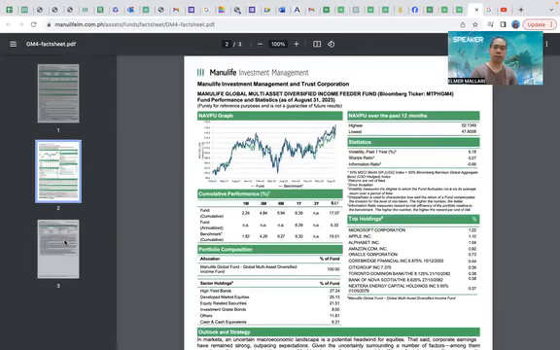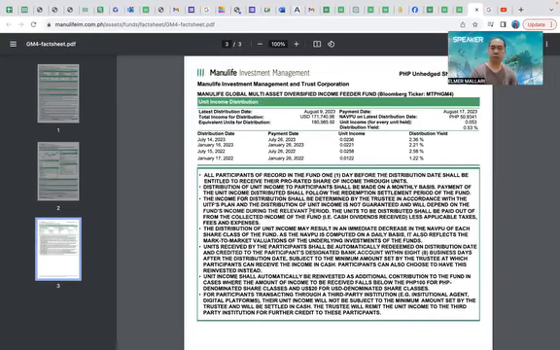So let's go to the income payout details. For this year, January 2023, the income payout was 2.21%, and July this year it was 2.36%. So for dividend alone, this fund has already earned 4.57%.